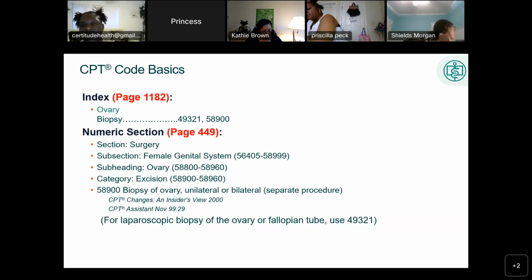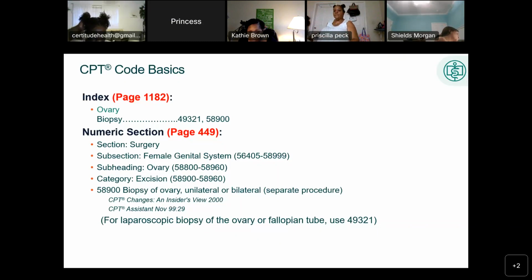In this case, we're going to go to the index and we're going to look up ovary. Now, there is no rhyme or reason to when you would use the procedure versus the organ or the body part versus the abbreviation. So that again is something that you'll kind of get the hang of the more you use the book. And it does vary per section.